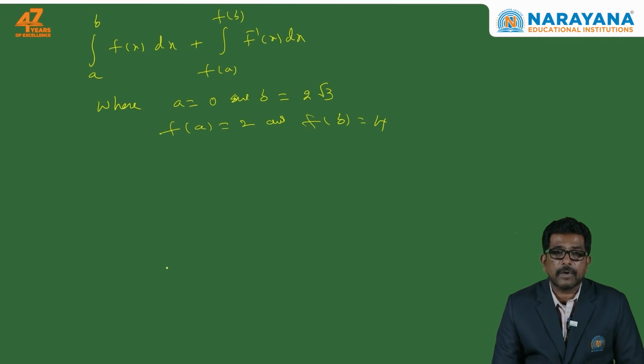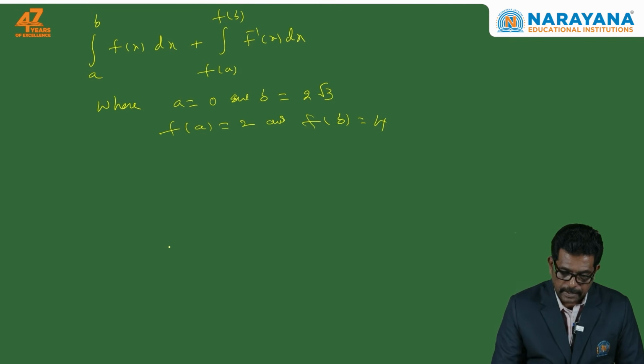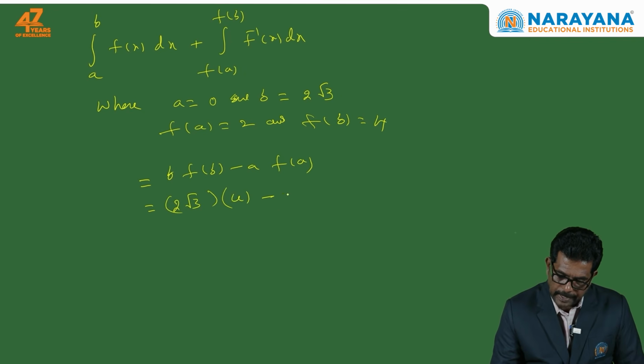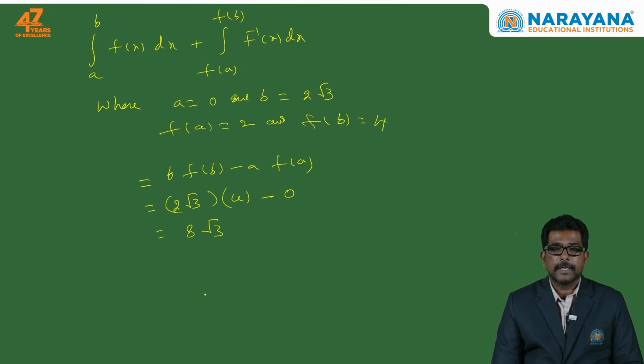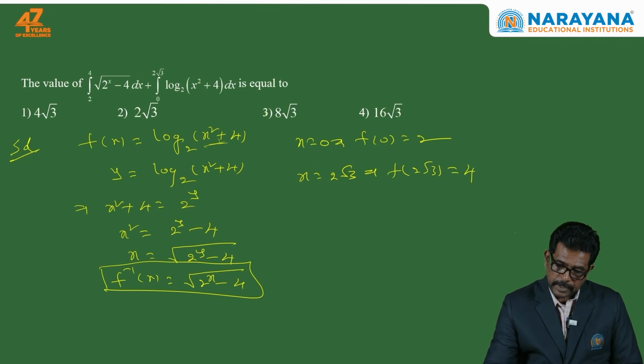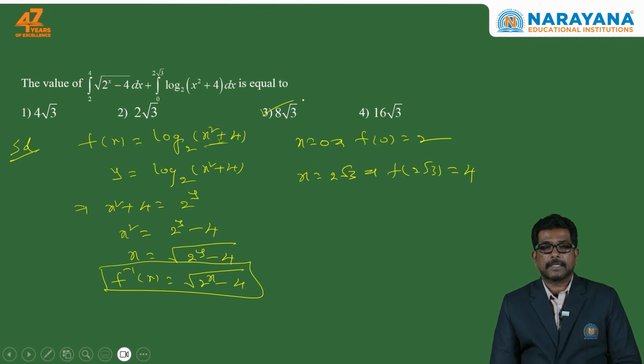This is one of the important properties in definite integration. The value is equal to b times f of b minus a times f of a. B is 2 root 3, f of b is 4, and a is 0. Now this becomes 8 root 3. The answer is 8 root 3, so observing the options, option 3 is correct.